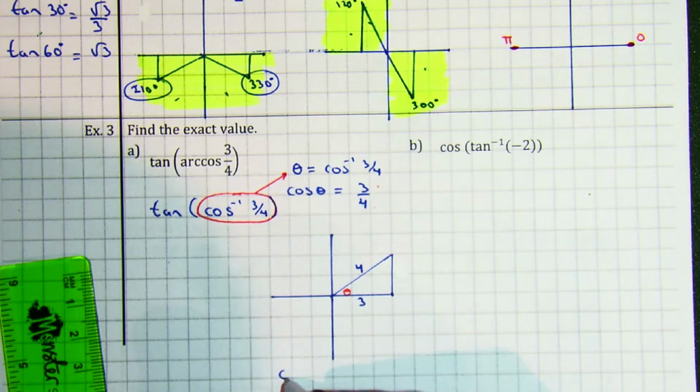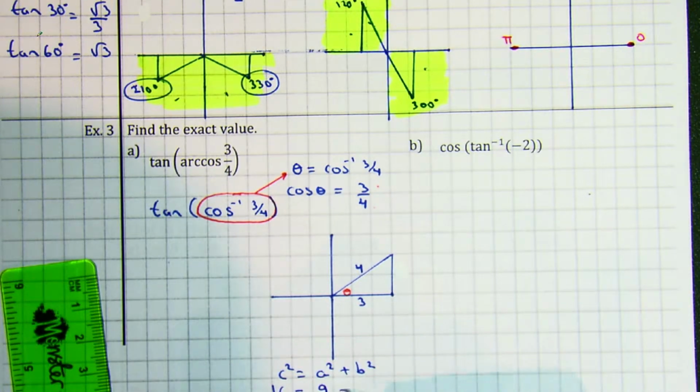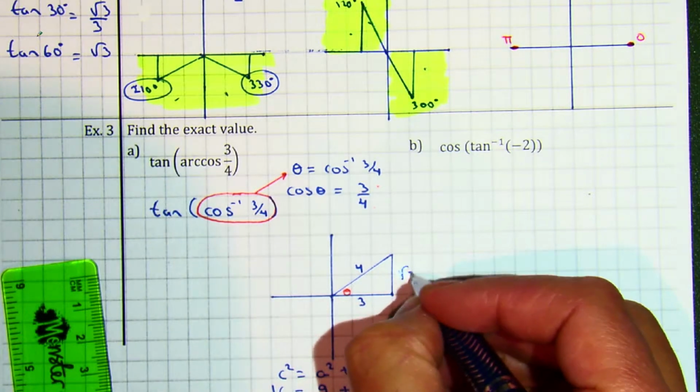So therefore we have c squared is equal to a squared plus b squared. C is 4, squared will be 16, will be 9 plus b squared. Minus 9 on both sides, b squared is equal to 7, so b is equal to plus or minus the square root of 7. So it's going to be positive square root of 7.